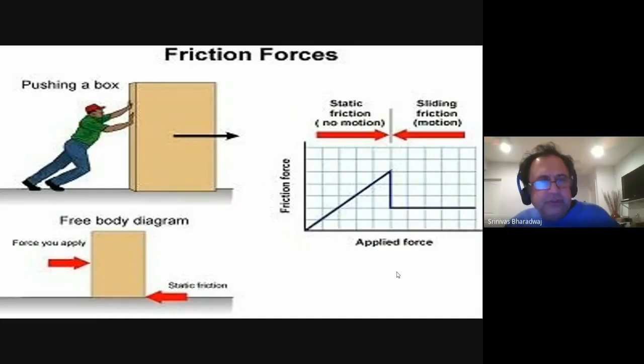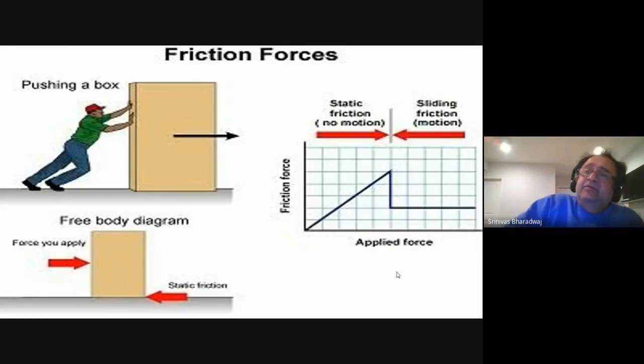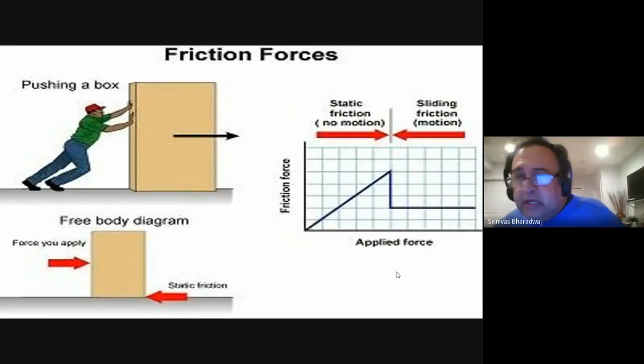Now, if I try to push the laptop, I'm not able to push it because there is another force called static friction. When there is no motion, we say that the object is static, and therefore we have static friction. Now, if there is motion, then also there is friction.